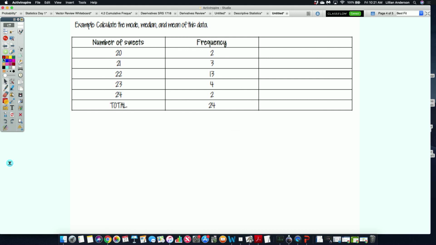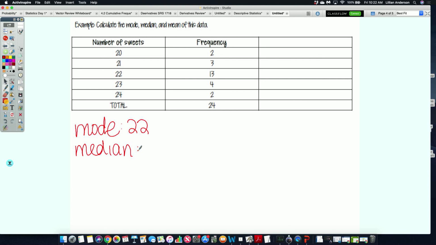To calculate the mean, mode, and median of this data, first let's start with the mode. What is the mode? 22. The mode is 22. In general, how do you find it? Whichever one has the highest frequency, because this is the condensed version of your number of sweeps from that example in the very first set of notes. Instead of all the raw data being listed out, it's all condensed, so you have to look at the one that has the largest frequency. The median.